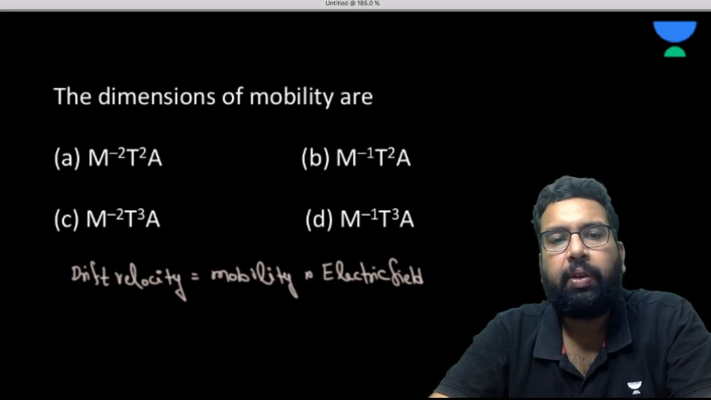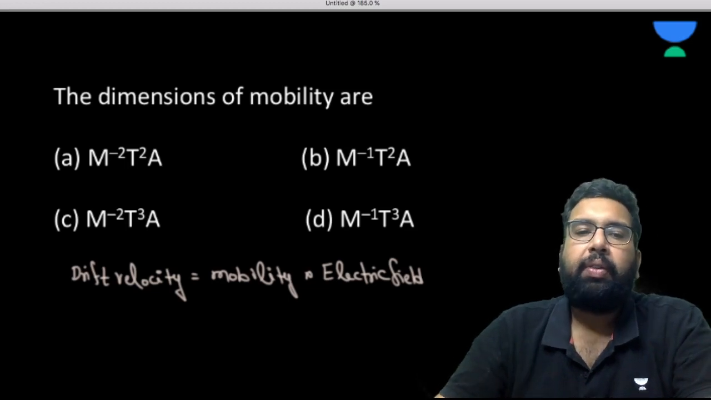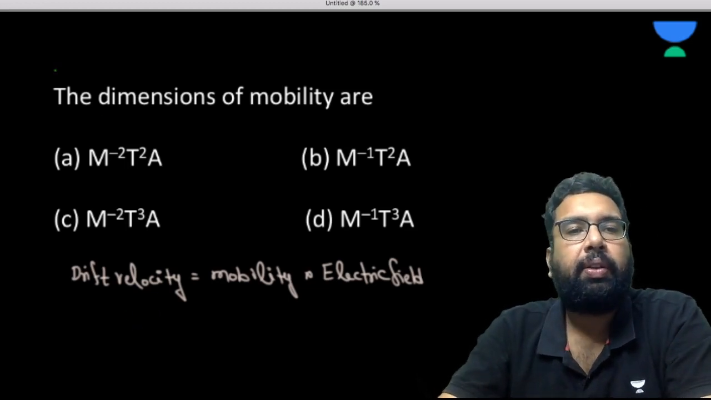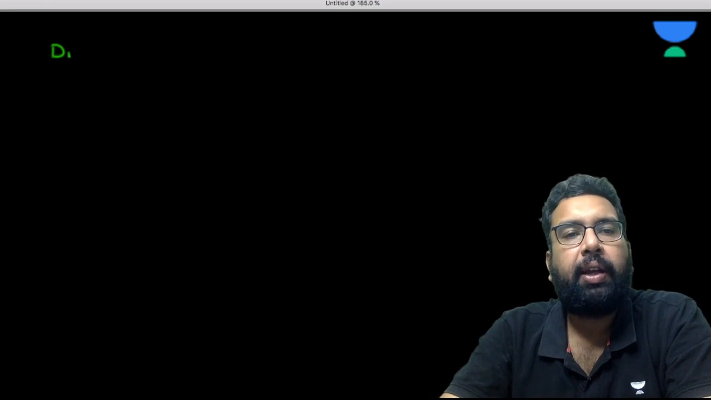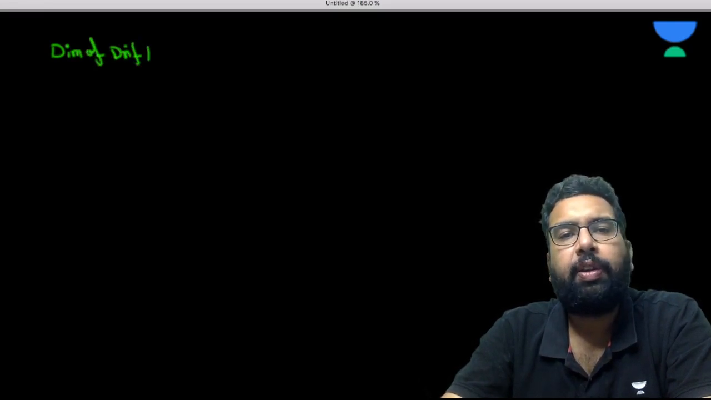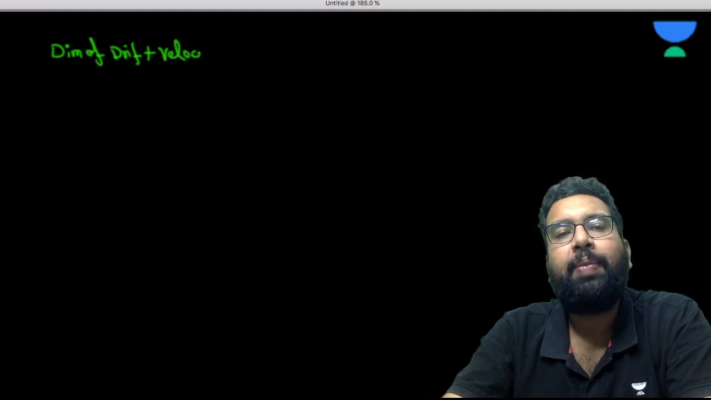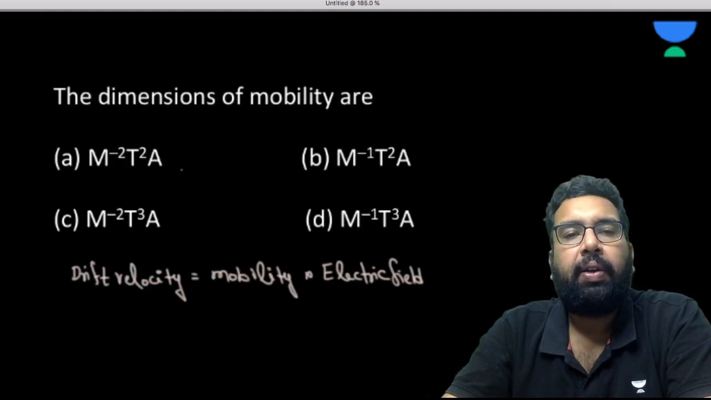Now let's talk about it. We know drift velocity is a velocity, so let's write the dimension of drift velocity. It is velocity, so ultimately it is going to be meter per second. So it is M0 L T minus 1. Then we have the electric field.